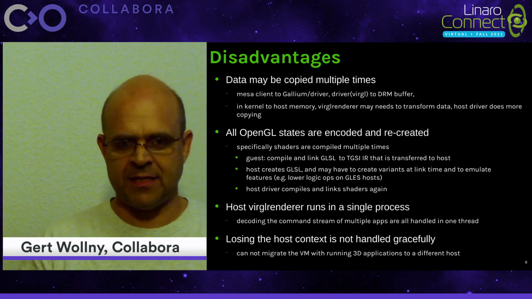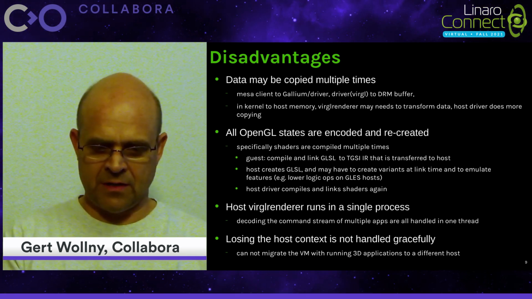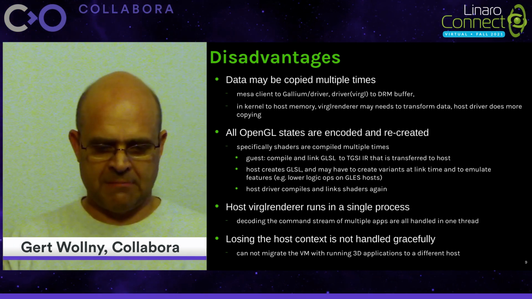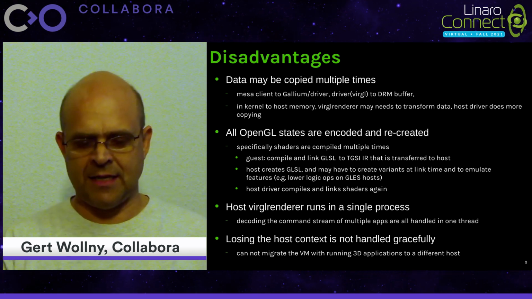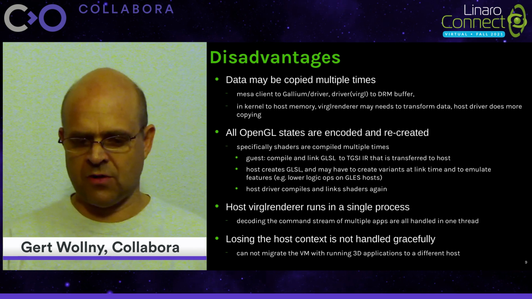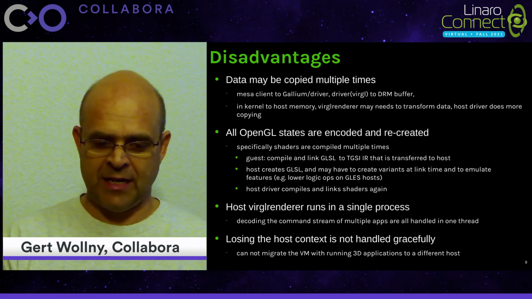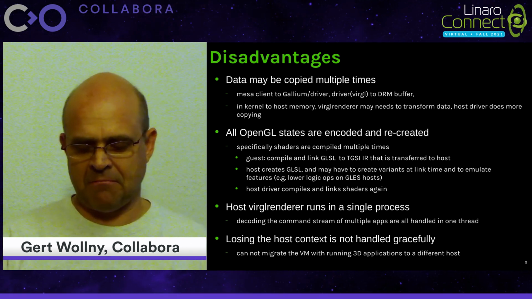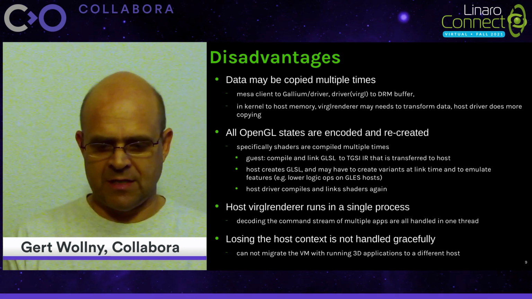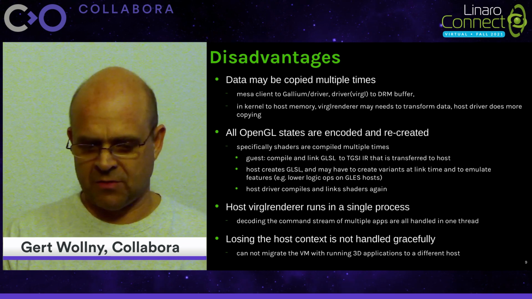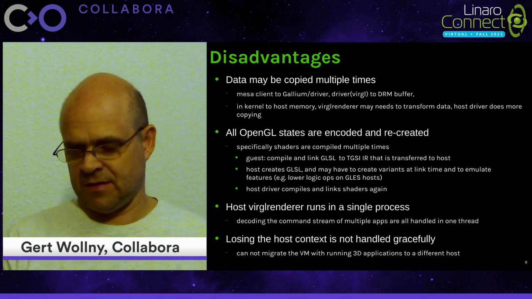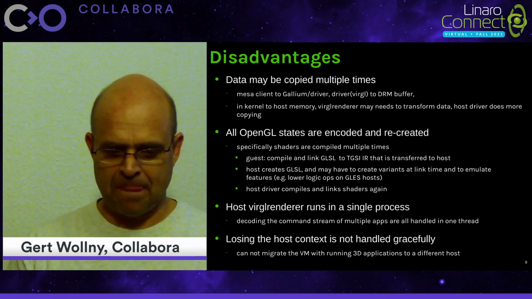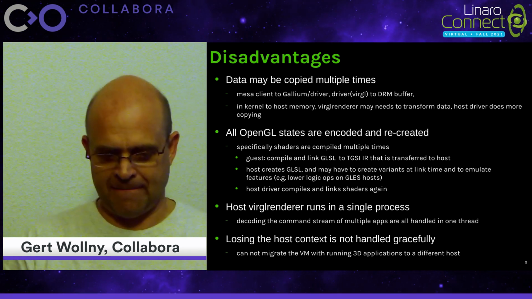The next thing is all OpenGL states need to be encoded, then decoded, and then recreated again on the host as OpenGL calls. When you look at shaders, for instance, the guest compiles and links the GLSL to TGSI IR that is transferred to the host. The host creates a new GLSL shader that represents what's done in the TGSI. It may have to create variants at link time based on the rasterization state, for instance, to emulate features that the host doesn't support, but that we want to support in the guest. It happens a lot when we run an OpenGL context in the guest, but have only an OpenGL ES context on the host. And then the host driver compiles and links the shaders again.